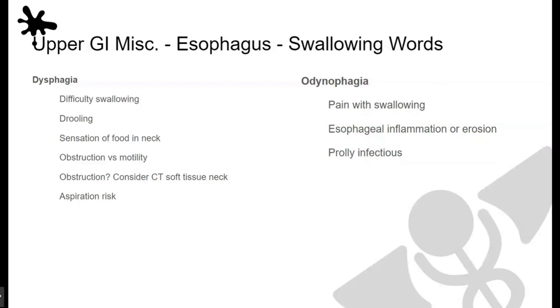Odynophagia is pain with swallowing. And so you really have to make sure you're using the right word, right? Dysphagia is a tough time swallowing. Odynophagia is that you're having pain with swallowing. This could be esophageal inflammation or erosion. And you know what? It's probably infectious. I don't know if you remember the last time that you had strep throat or something along those lines, some kind of even a viral pharyngitis. You can get odynophagia with that, right? You're not having a hard time swallowing. It's just that it's painful to swallow, and you may not be choosing to swallow because of the pain.